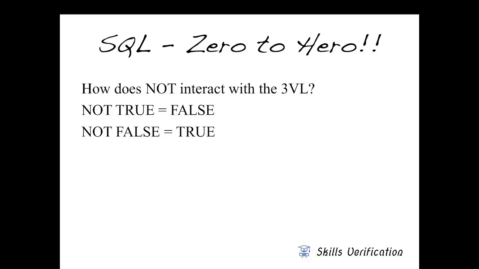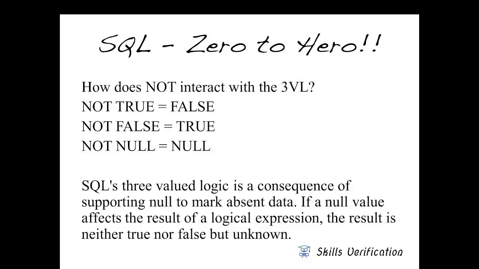But what do you think not null equals? Pause the video and think of an answer. Hopefully, you have an answer now. Not null actually equals null. If a value is unknown and you negate it, the result is still unknown. SQL's three-valued logic is a consequence of supporting null to mark absent data. If a null value affects the result of a logical expression, the result is neither true nor false, but unknown.